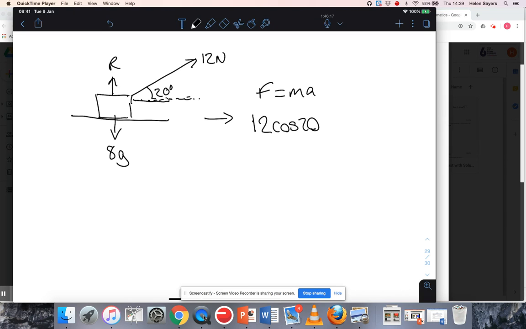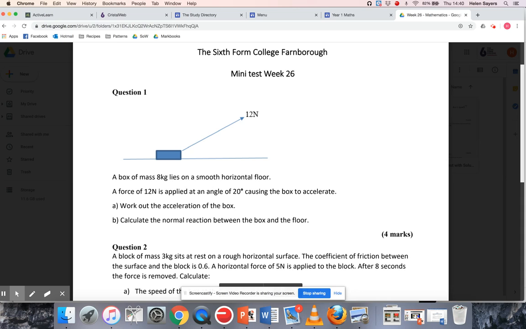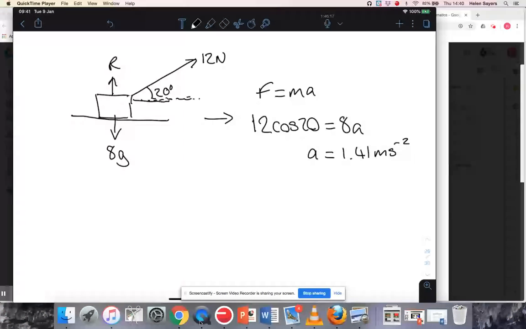So that's the total resultant force to the right, and that equals the mass of the box, which I know is 8 kilograms, multiplied by acceleration. So if I do 12 cos 20 divided by 8, I get an acceleration of 1.41 meters per second squared. Okay, so that was part A, and then now I do need the normal reaction. So that was part A, do part B.